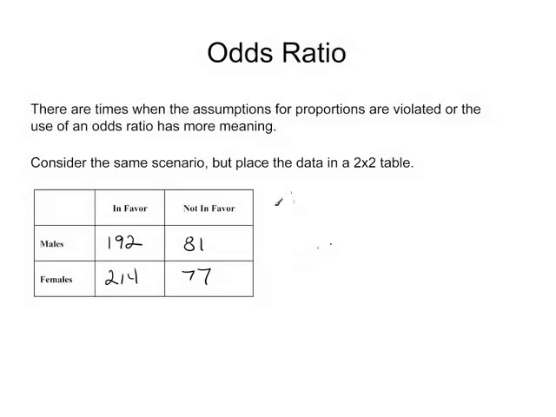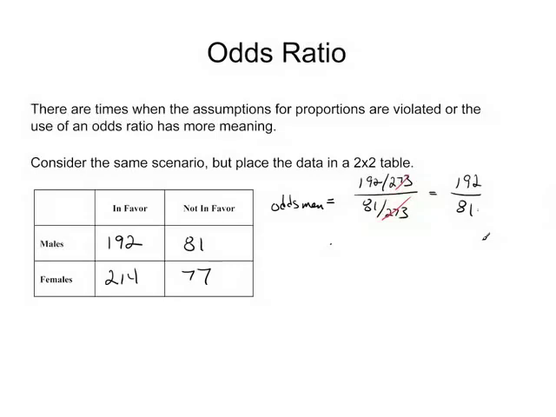Now, the odds of the men in favor, that's 192 divided by the total number of men in the study, 273. This is the probability a man said they were in favor, divided by 81 over 273. That's the probability that a man said they were not in favor. The 273s will cancel, and that will then leave me with just 192 over 81. If I divide that out, I will actually get the odds, something to 1, of a man being in favor.